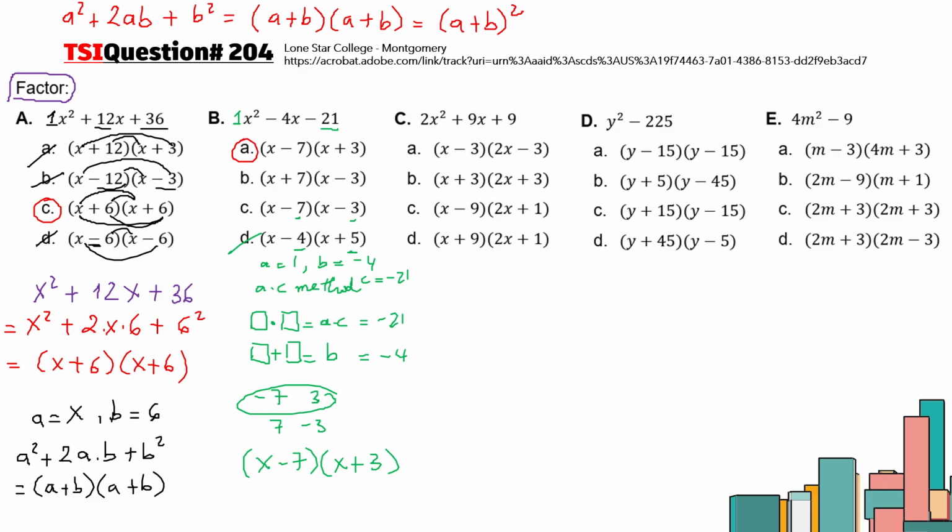Check for B. You will have 7 times x is 7x, minus 3 times x is 4x. Positive 4x, not negative 4x. So B is eliminated. So you have negative 7 times negative 3. That is positive 21, not negative 21. So you eliminate C.